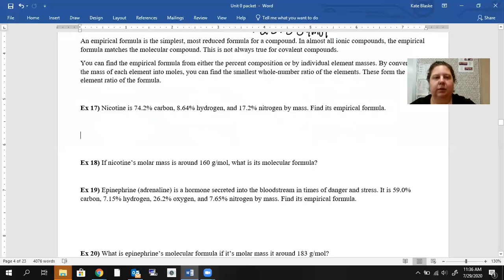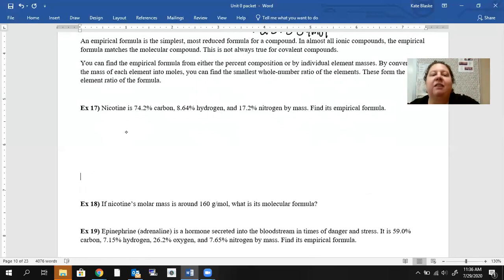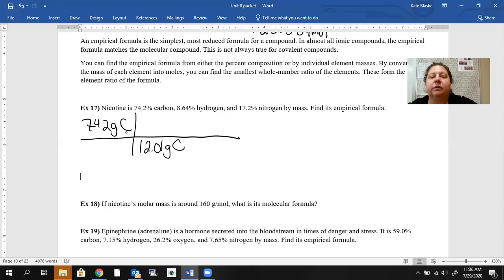So to do this, I'm going to give myself a little bit more room. If they give you percents, we can just pretend that those are grams and say, well, what if we have a 100-gram sample? 74.2% of 100 is 74.2 grams. And that's our carbon. We're going to do a little dimensional analysis. We want to turn this into moles because we know all of these elements have different masses. What really depends is their molar mass and how many moles we have. That's what we can actually compare. So 74.2 grams. Carbon 12.01 grams of carbon is 1 mole.